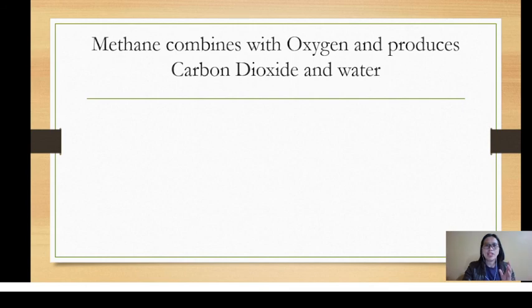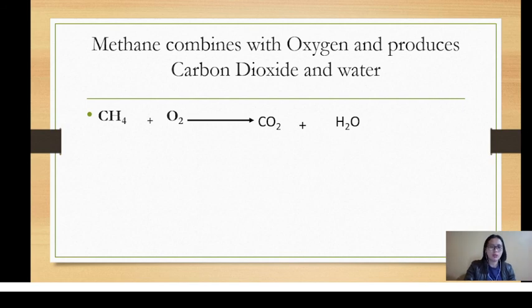Here, methane combines with oxygen and produces carbon dioxide and water. What is our chemical equation for this? You have methane is CH4 and then oxygen is O2. And then the arrow means it will yield or produce. What will it produce? Carbon dioxide, which is CO2 plus water H2O.